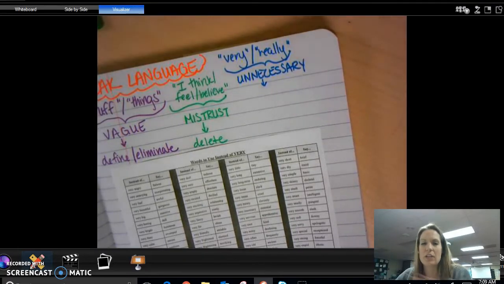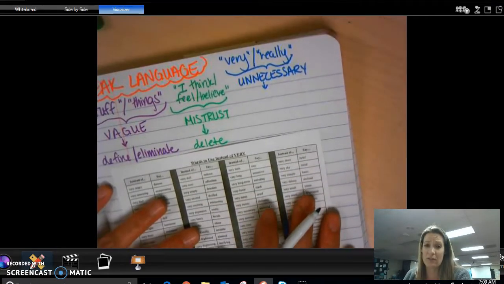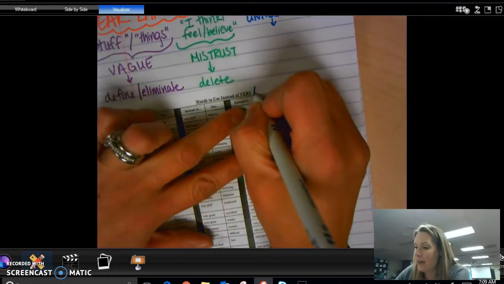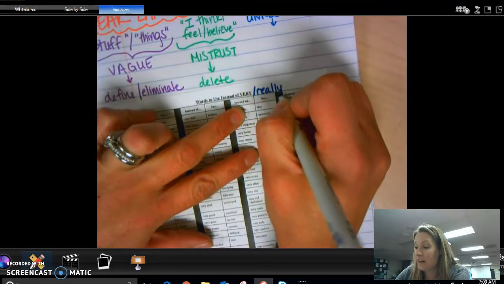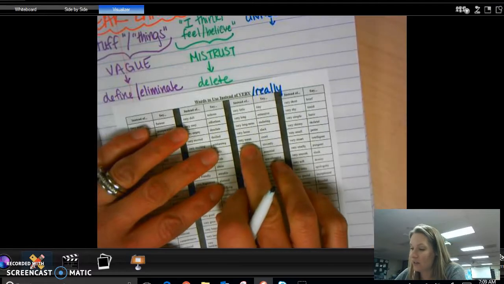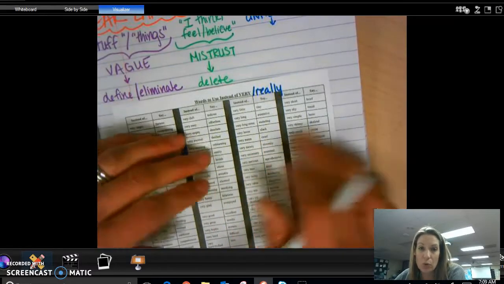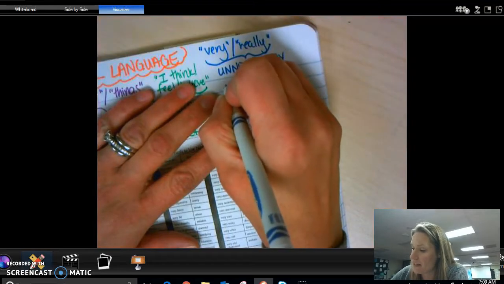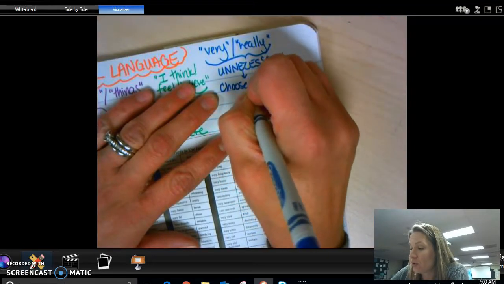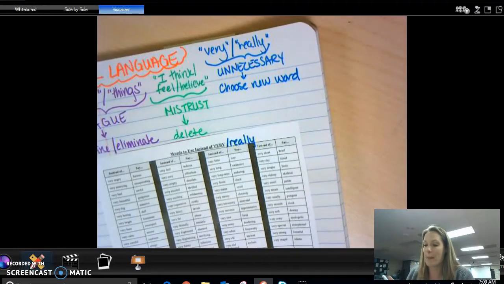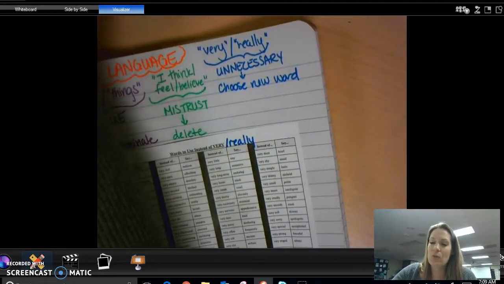And so usually here you're using 2 words when one will do, which is the chart that I have given you down here, that it says words to use instead of very. I could also add really on here because you don't need to say that someone's very mean. You can say that they're cruel. So really and very are unnecessary. Instead, you choose a new word.